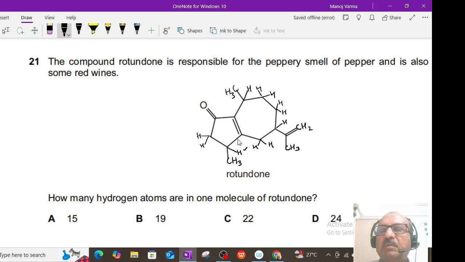Okay, I don't seem to be missing out, so let me count it again. 1, 3, 4, 5, 6, 9, 10, 11, 12, 13, 14, 15, 16, 17 and 3, 20 and 2, 22. So I think this is the correct answer, 22.